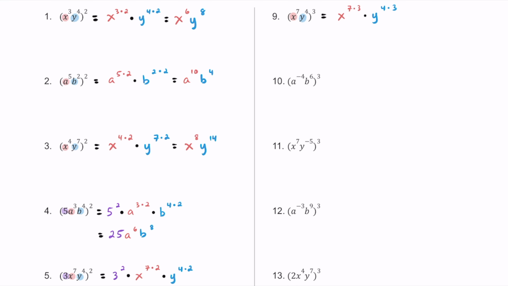Now let's say, what's this going to be? Well, for the x's exponent, 7 times 3 is 21, so it's going to be x to the 21st power. And then for y's exponent, 4 times 3 is 12, so that's going to be times y to the 12th power.